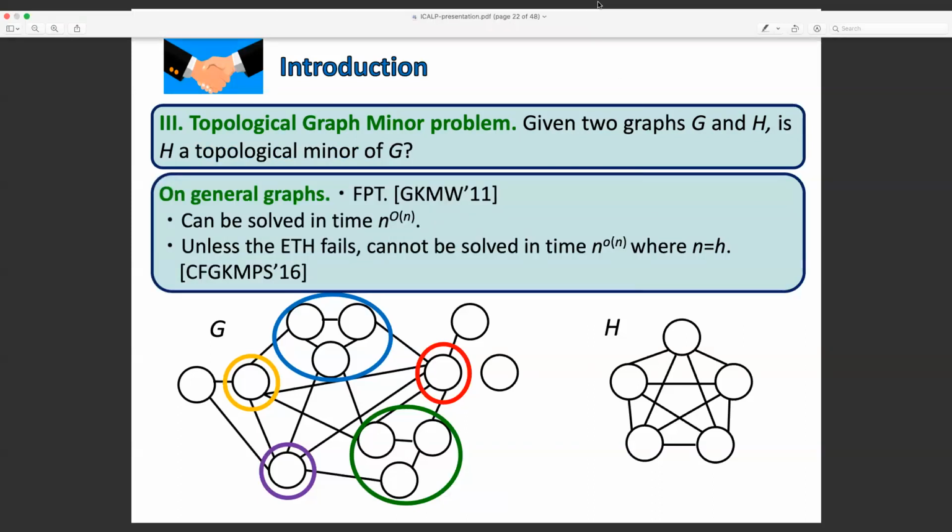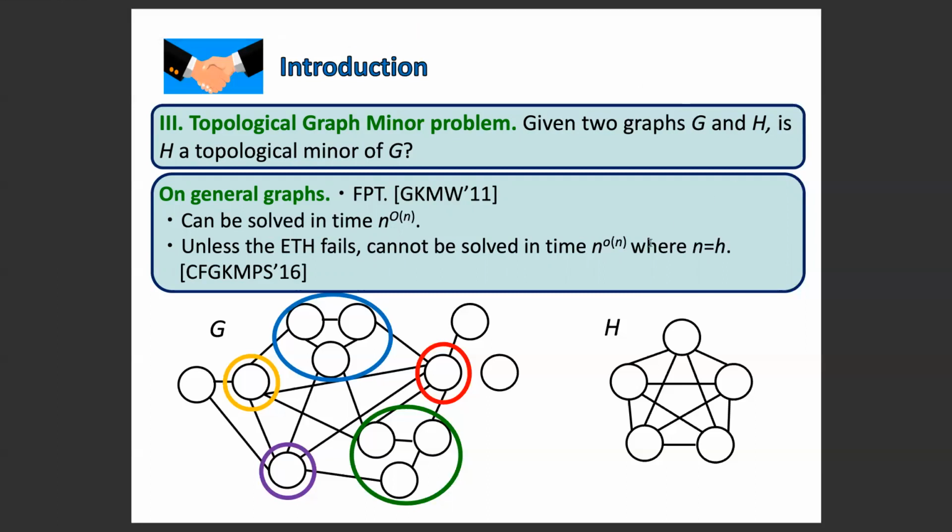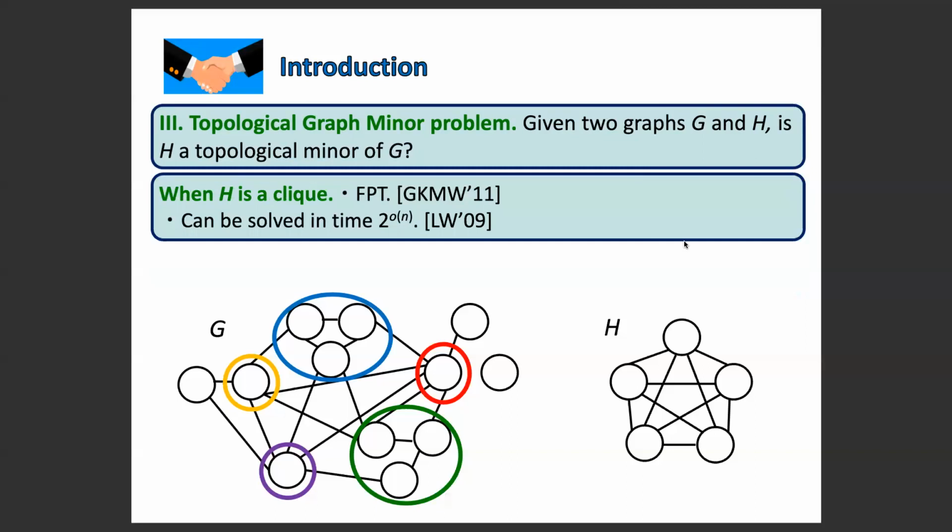For this problem, what we know on general graphs is that it is FPT, and it can be solved in time n to the order n, and this is also tight. So unless the ETH fails, we don't have n to the little o of n, even when n is equal to h. But when the graph H is a clique, it can be solved in time 2 to the order n. So this should be a big O. And it is also FPT because it was even FPT in the general case.